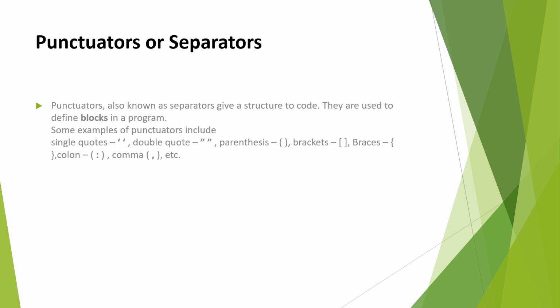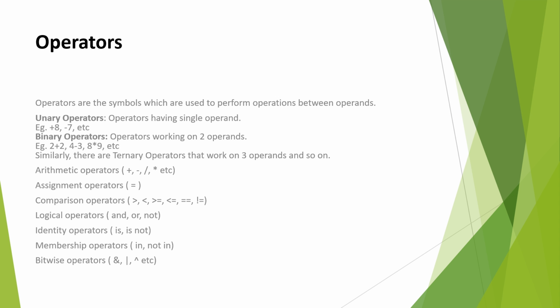Punctuators or separators. The ones that can be used as punctuators are the single quote, the double quote that we use, the parenthesis, the brackets, the flower brackets, the colon, the comma, etc. These are all what we call punctuators. Then we have the operators also, like plus, minus, divide, multiplication, equal to, greater than, less than, the logical operators like and, or, and not, even the identity operator is not, the membership operators like in and not in, the bitwise operators like an ampersand or a caret symbol or a pipe symbol. All these are what we call operators.